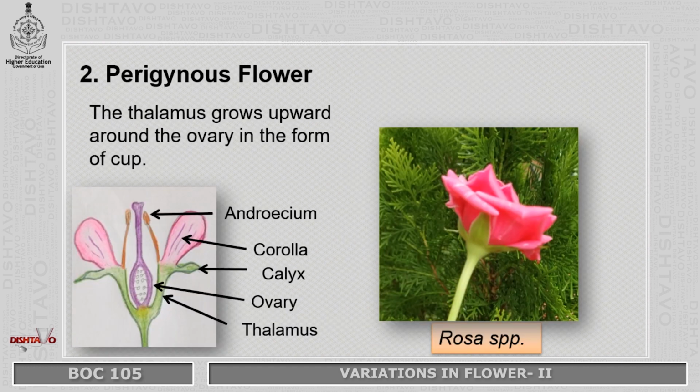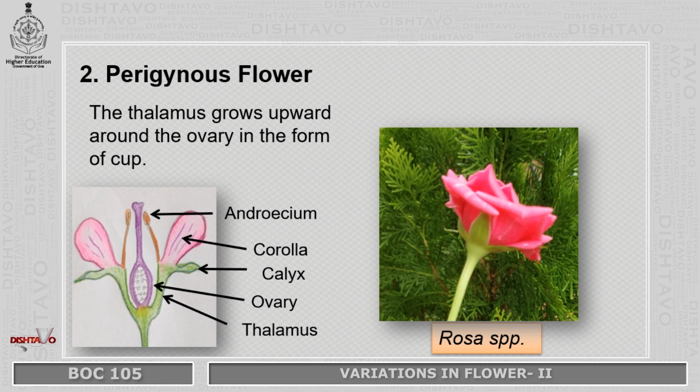The second type of flower is perigynous flower. In perigynous flower, the thalamus grows upwards around the ovary to form a cup-like structure. The other floral whorls, that is calyx, corolla and androecium, are inserted on the rim of the thalamus. Because of this, the ovary, calyx, corolla and androecium are in the same plane. Here, the ovary is said to be half superior.